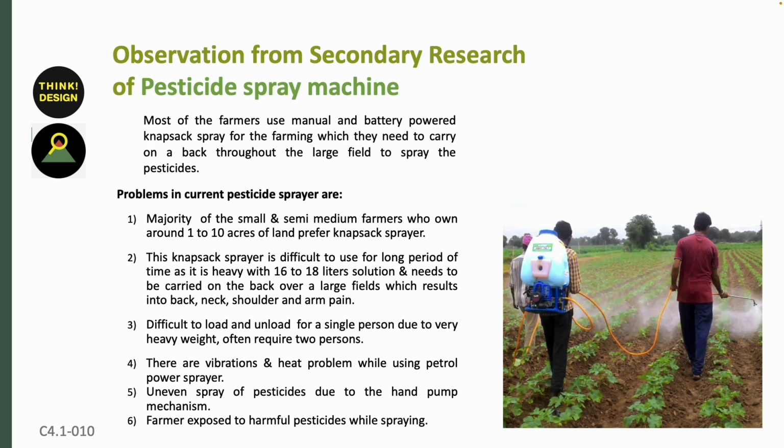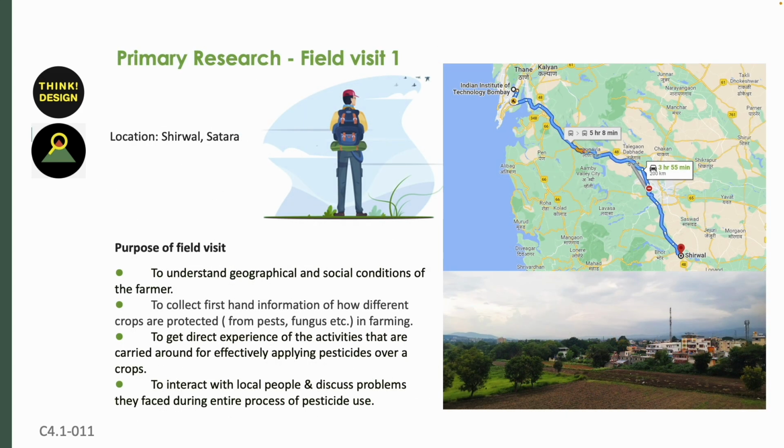Okay, so the student did primary research, that means going to the field. He did many visits like this. He was in Bombay, and you can see that he went to Satara to understand the conditions of the farmer and to collect first-hand information. It's also experiential because when you go to the field, you interact with the farmer, see how he uses the equipment and discuss with him, and that's how you do your primary research, right?